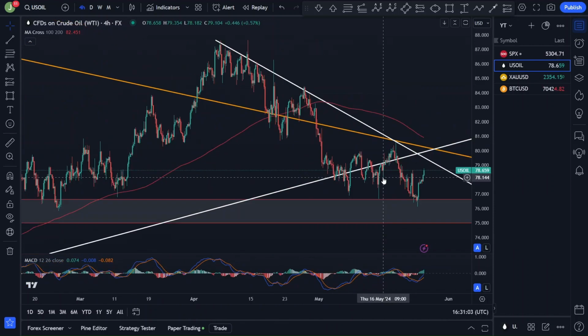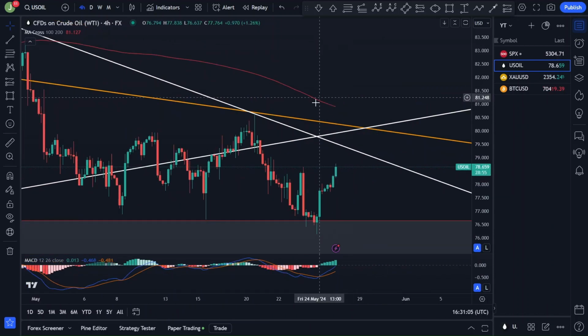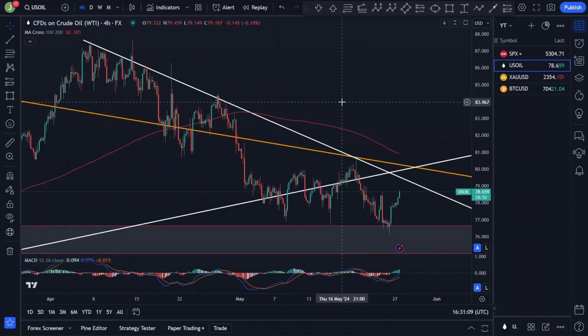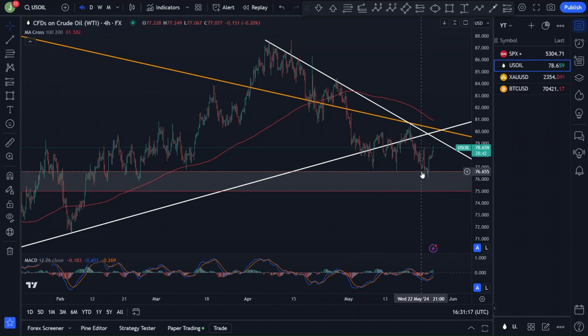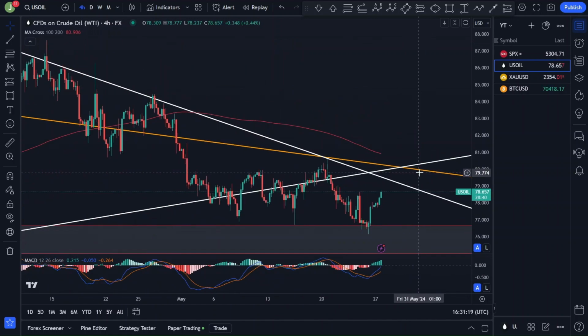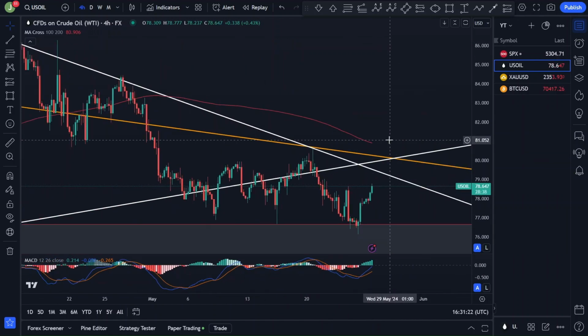On the 4-hour time frame, nothing much to say, but we are still below the 200 moving average, so at the moment still bearish. Be patient, don't buy too early. Maybe we have seen the bottom already, but this only gets confirmed if we see a break of this downtrend line.